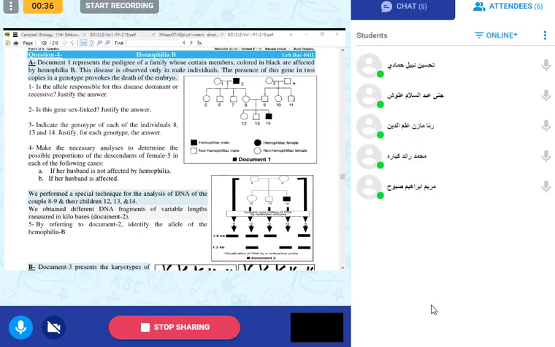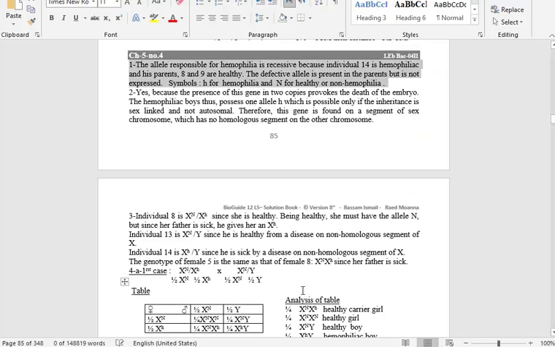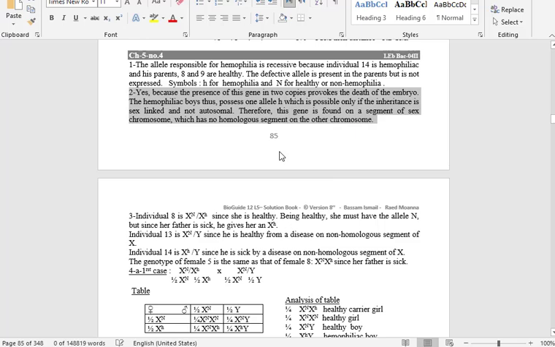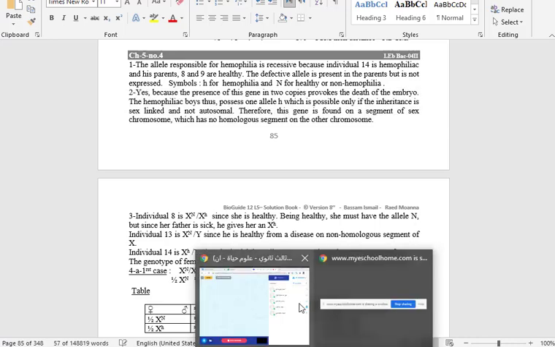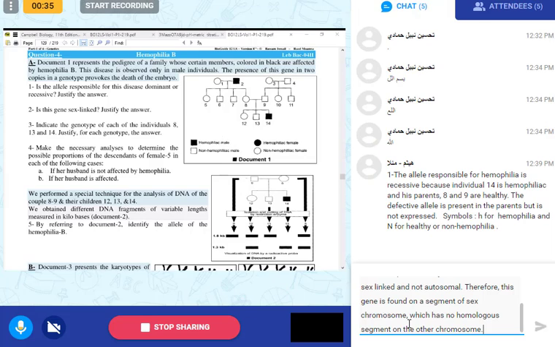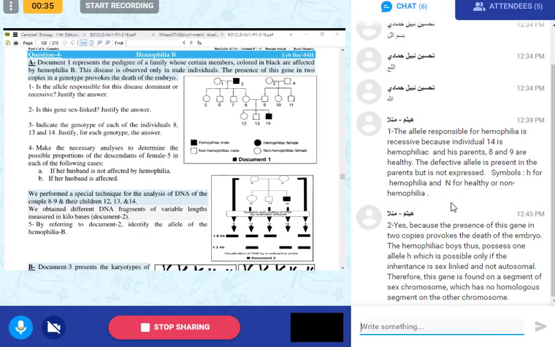Okay, now the denial of the homologous part of X and Y. In the homologous part, would you have both male and female affected? Only in the male. Okay, look how they wrote the answer. Check with me this, please. Yes, Jana.